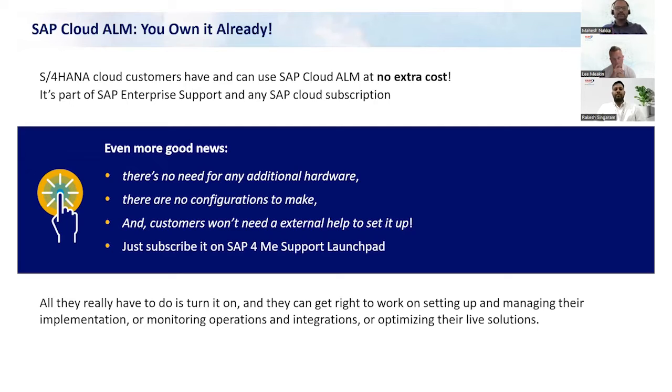All that business has to do is, when they receive the tenant information, they just have to go to SAP for Me and provision the Cloud ALM solution. That's all you need to do. It's readily available. Everything is completely available. No extra configuration is required. So that is the high level background of the Cloud ALM.